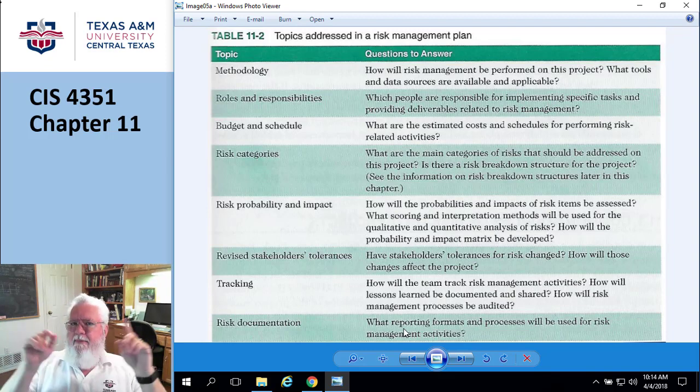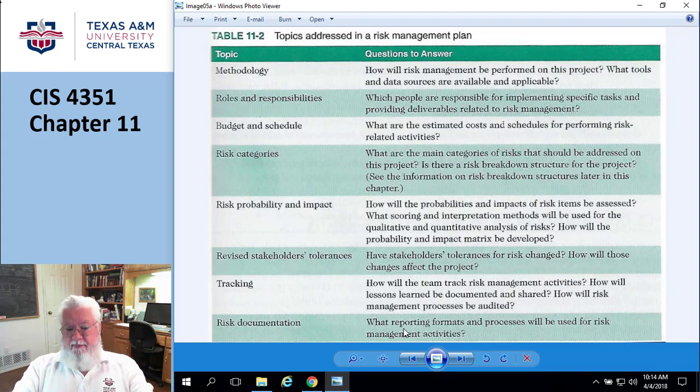Now the management reserve is above that. I have to go ask to tap into that money. They may have some money that if I get rid of all my reserve, I have to go ask Mother May I, can I have some of their reserve? Okay, so those are some additional plans that could happen.